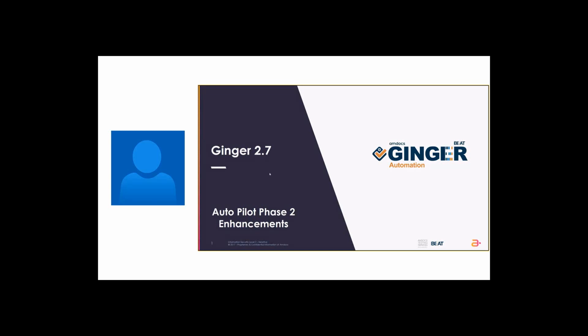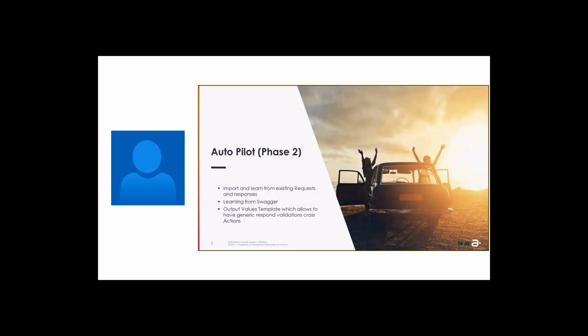In 2.7 we have a lot of enhancements around the autopilot area. The first thing we'll go for is importing and learning from existing requests and responses. So basically, what is the use case over here? You have existing requests and responses, but now you want to use them to generate API models.